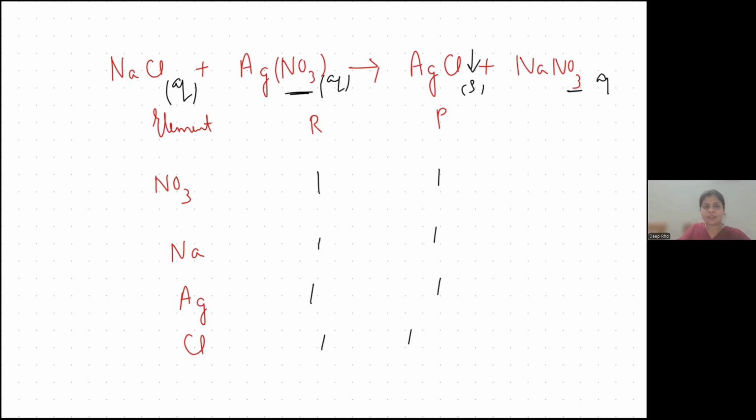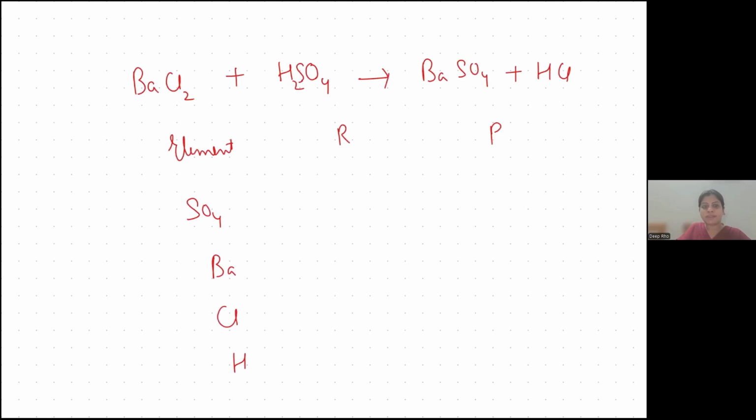Let's do one more reaction to balance. These all are from the NCERT. So BaCl2, barium chloride, reacts with sulfuric acid to give barium sulfate and HCl. Let's balance it. Starting from the polyatomic ion, 1, 1. Yes, this is also 1, 1.